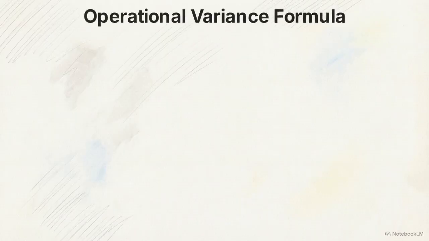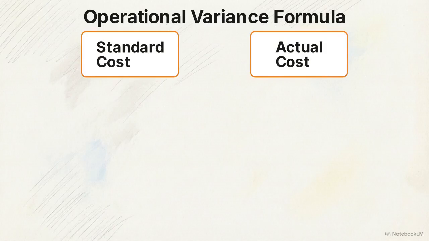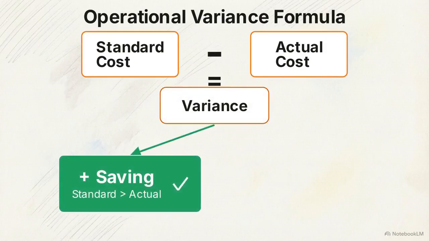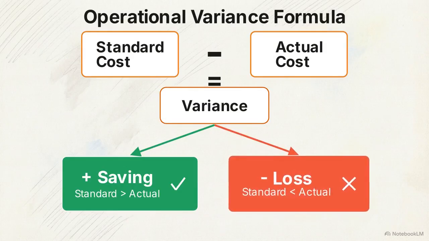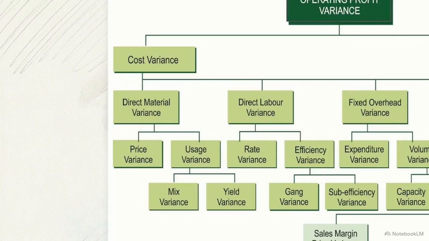The operations side of the tree uses a universal formula: standard cost minus actual cost. A positive result indicates a saving, while a negative number represents a loss. The first category is direct material variance. Material variance splits into two distinct failures: price and usage. Price variance measures if procurement paid too much for flour, while usage variance captures if the machines dropped raw dough on the floor.